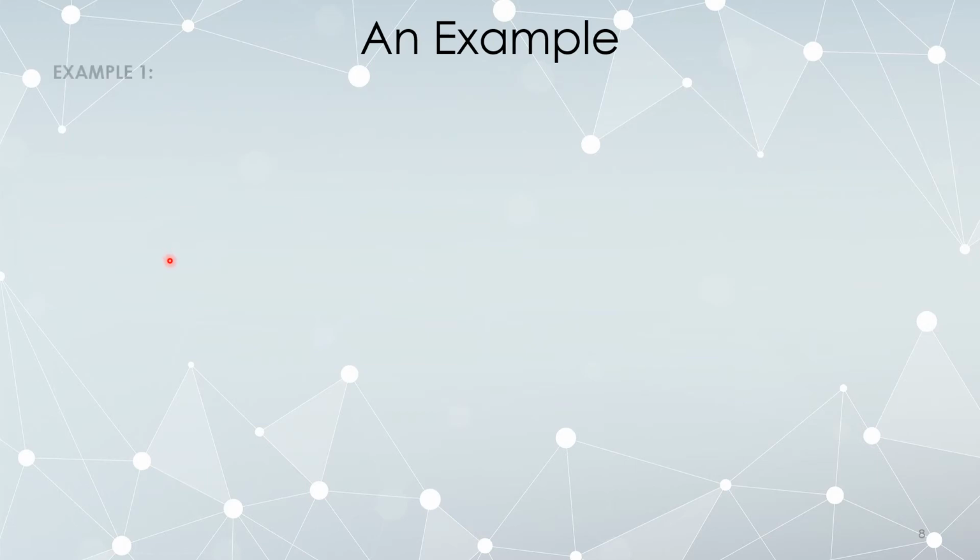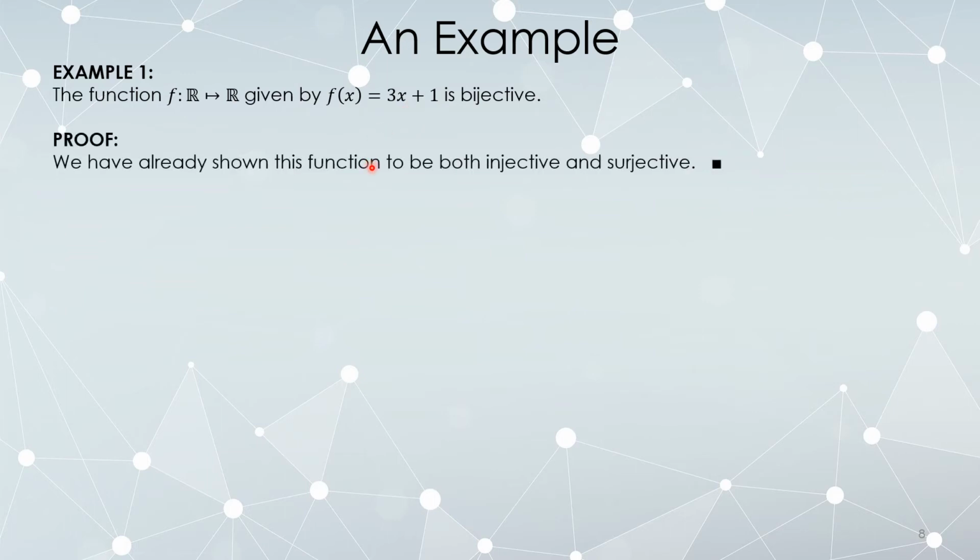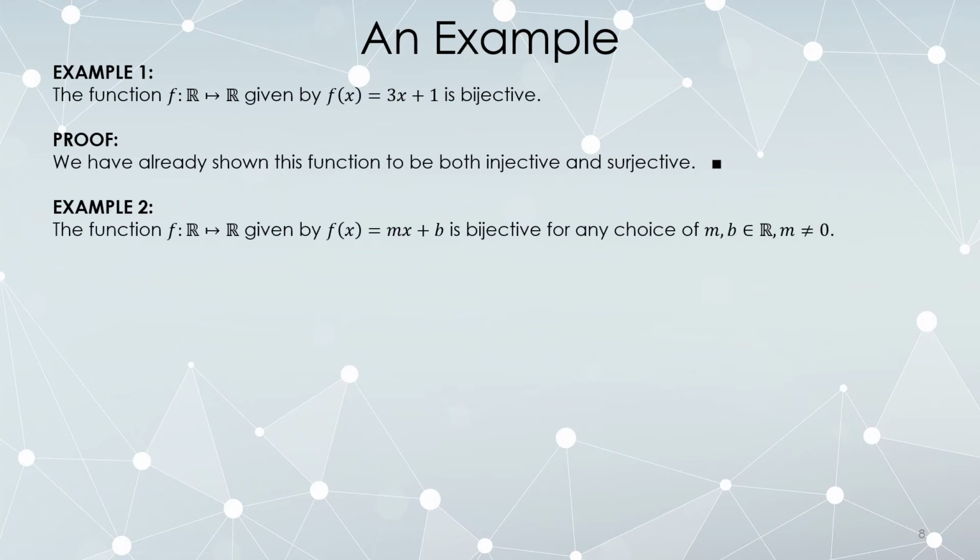So let's take a look at an example. First, f of x equals 3x plus 1. We have already shown this function is injective and surjective on earlier slides, therefore it is bijective. Another example. The function in general given by f of x equals mx plus b is bijective for any choice of m and b, provided m is not 0.